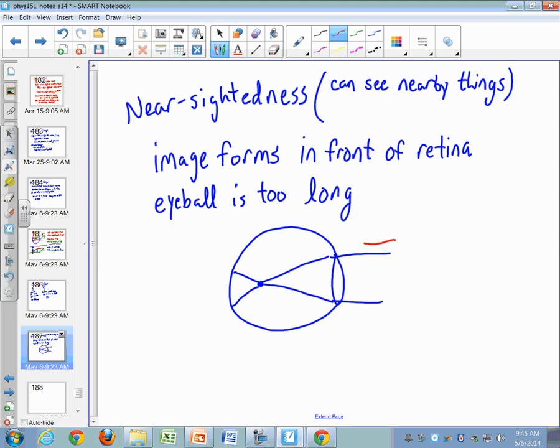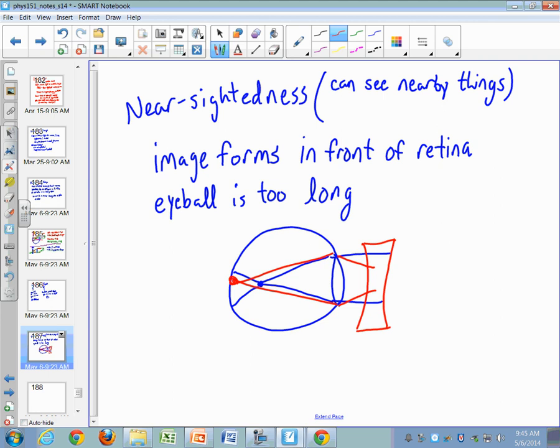So if I put in a diverging lens right here, it will correct this. And it corrects it by causing the light rays to actually go out a little bit before they go into your eye, and then they will actually focus at the retina.